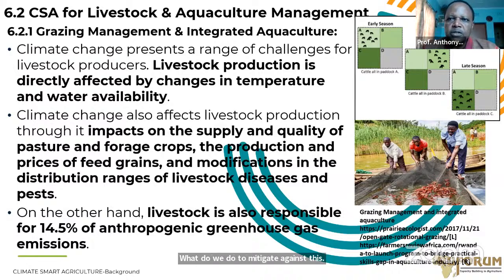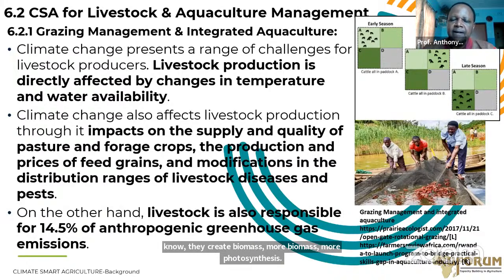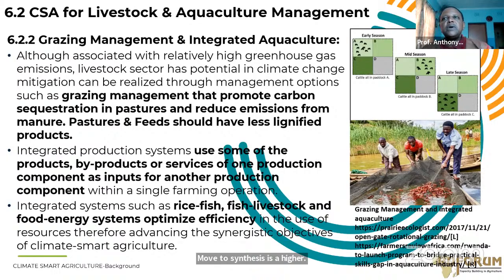Very, very key. We grow more trees. We grow more pastures. As you can see in the diagram shown here, this is a rotational kind of grazing system, in a paddock system, and you keep rotating them from one season to another, allowing the other paddocks to grow. In doing that, they create biomass, more photosynthesis. With more photosynthesis, there is a higher intake of carbon dioxide as it is assimilated into carbohydrates and other compounds that are useful.